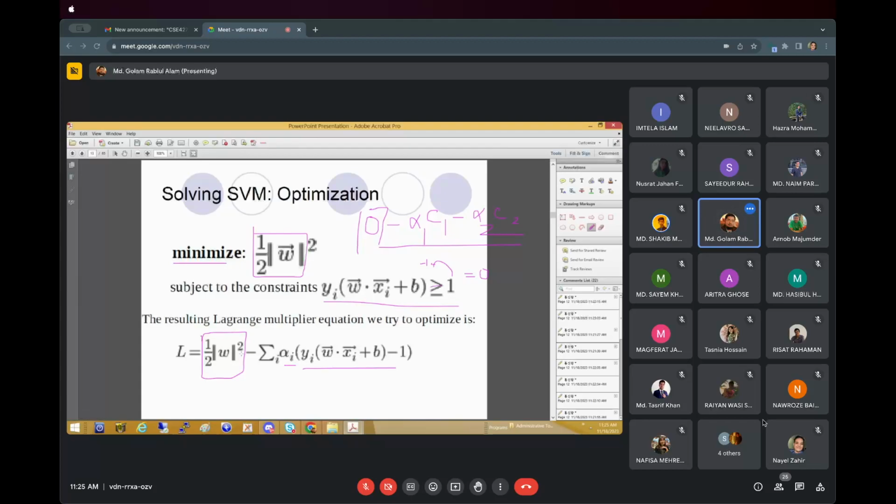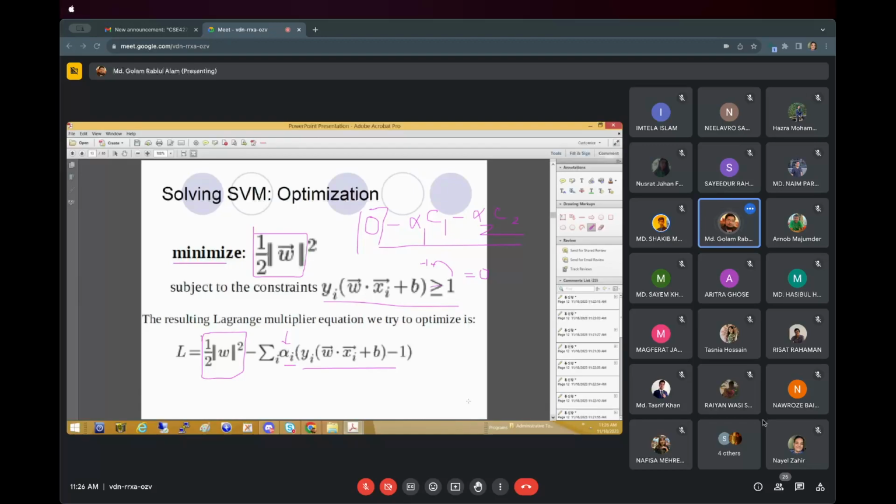Now we have to follow a few steps to find out the optimal value of W and also B. And here is another additional thing, that is the Lagrangian multiplier, our Lagrangian constant, this alpha. So we need to find out the value of alpha also. To find out W and B, we need to find out alpha also.